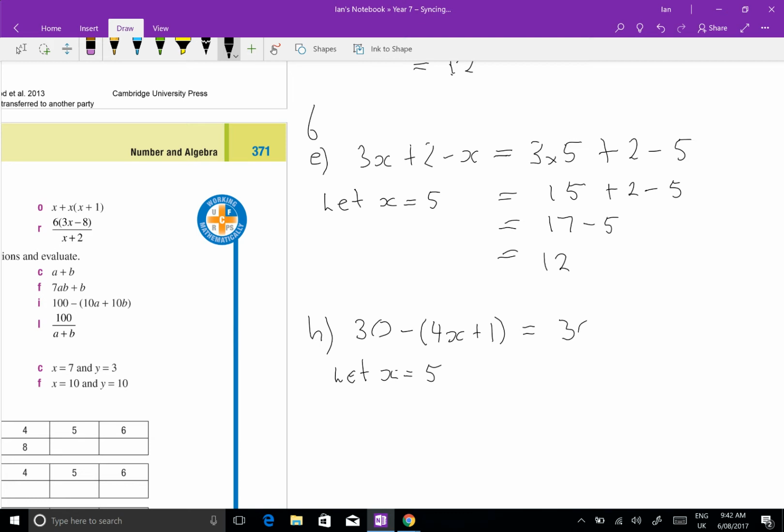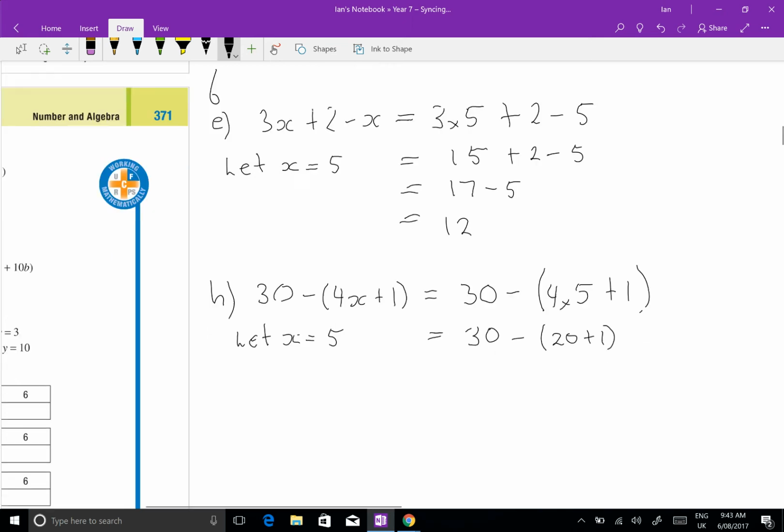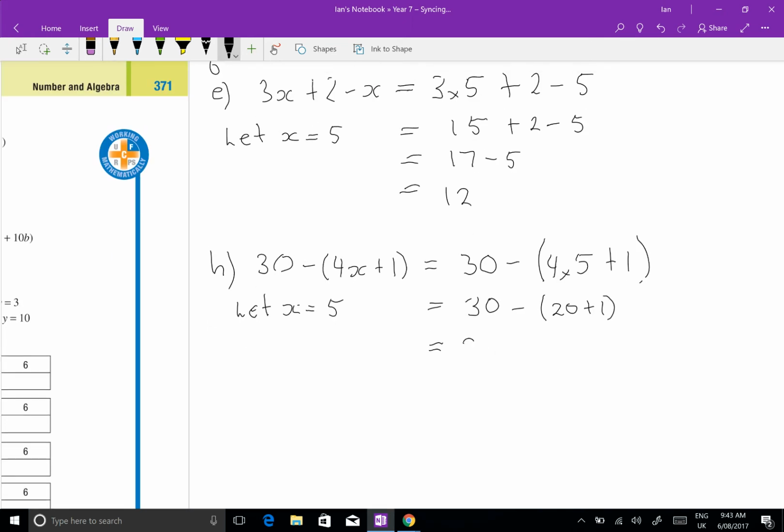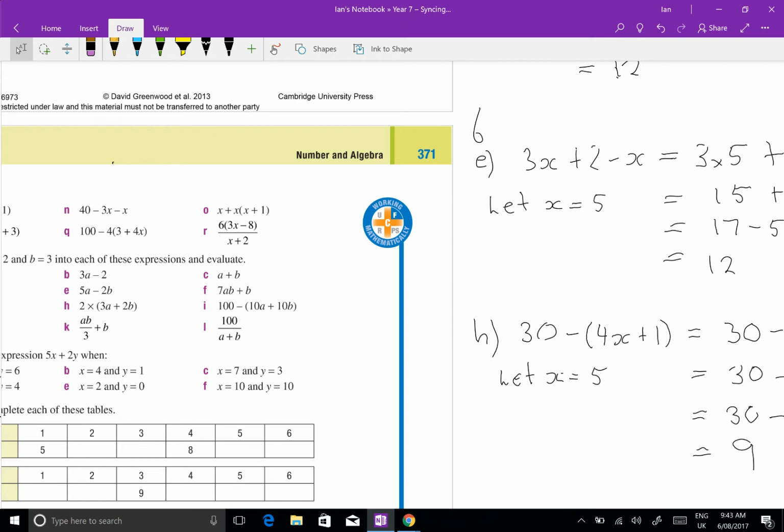So I have 30 minus bracket 4. Remember, that's times x. So 4 times 5 plus the 1. All right, now it's just order of operations. 30. 4 times x is 20 plus 1. Now we do inside the parentheses, 21, and 30 minus 21 is 9. And you could do all that on your calculator. It's good to practice.